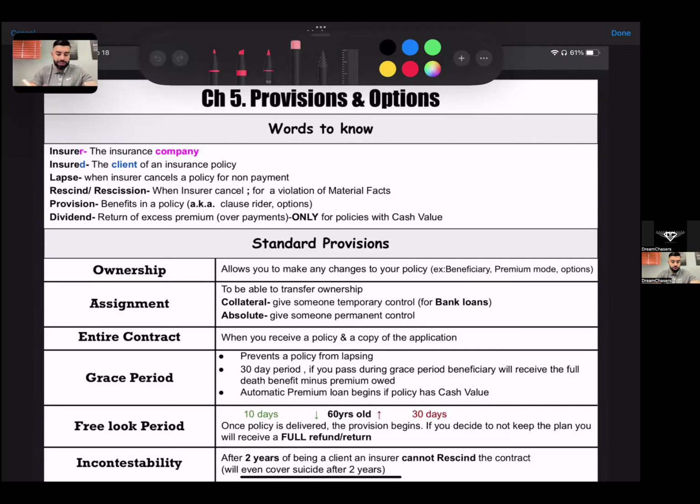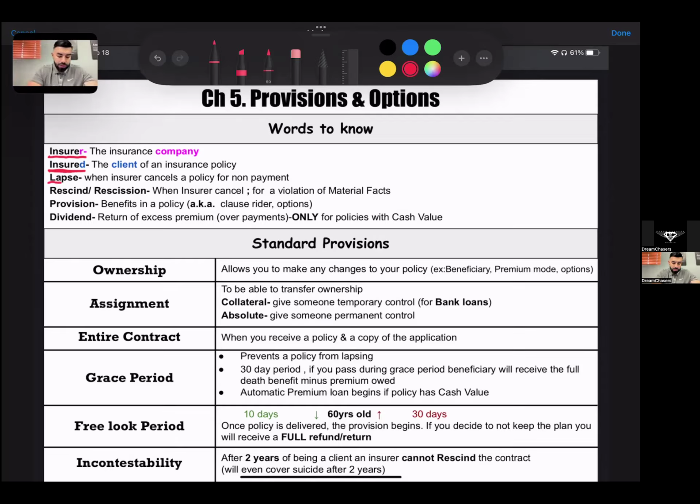First one is insurer. This word we've seen a few times already. But insurer with an R at the end is just another word for the company. Primerica is considered the insurer. Next is the insured with a D at the end. The insured is the person that's being covered with the life insurance, the client that is purchasing the life insurance policy on themselves.